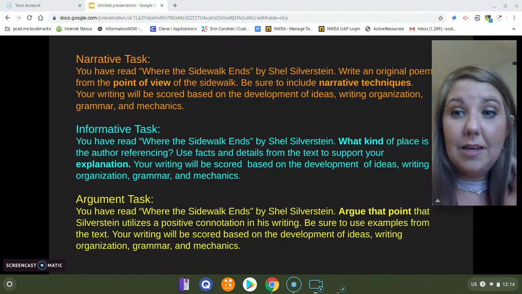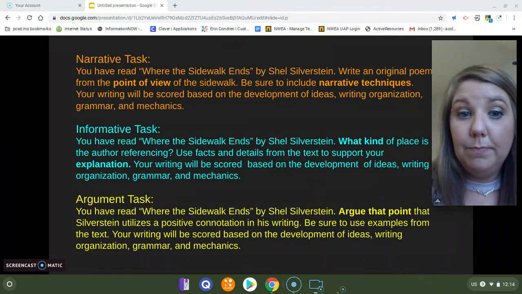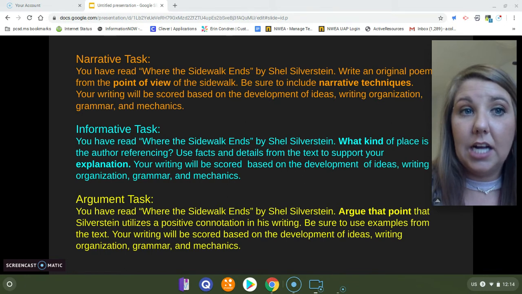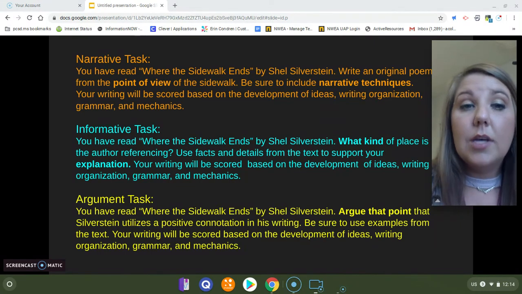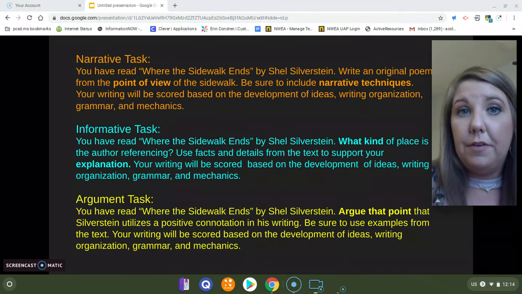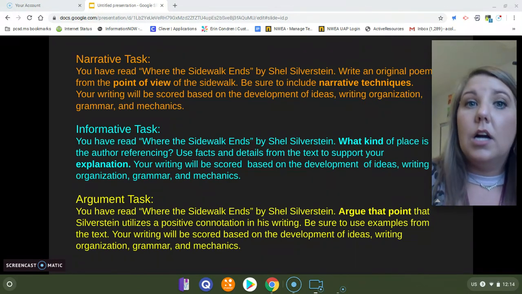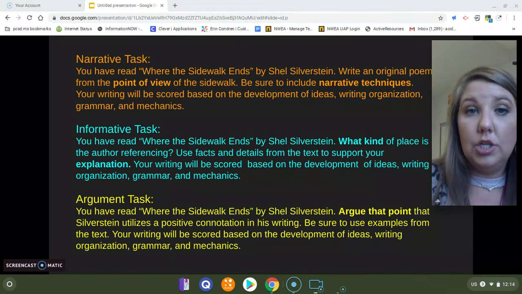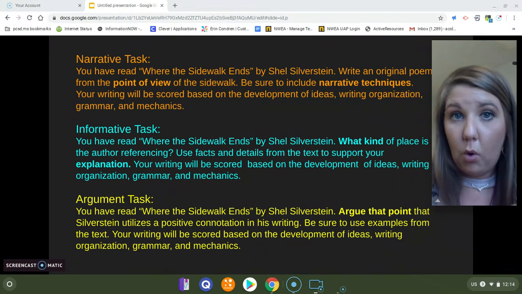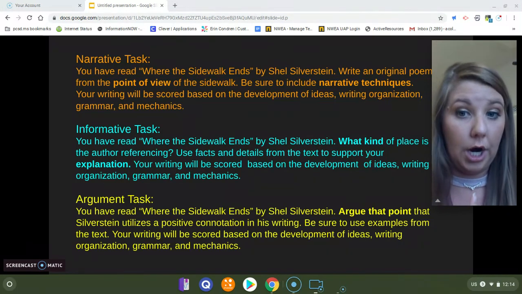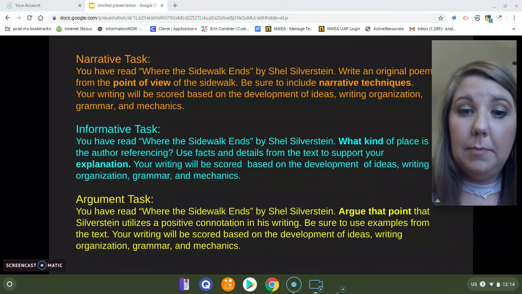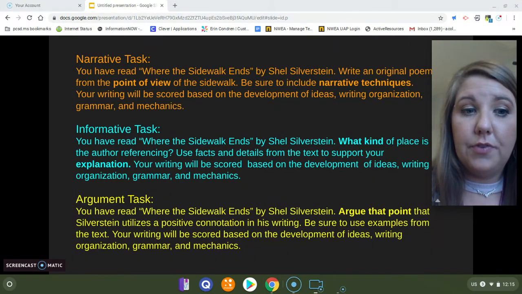Connotation is something that you will have learned in 6th grade. You will have learned positive and negative connotation. So what you are going to do is argue the fact that he uses positive connotations in his work. So you've got to develop that claim and support it with evidence from his work. The prompt says, be sure to use examples from the text. Your writing will be scored based on the development of ideas, writing organization, grammar, and mechanics.